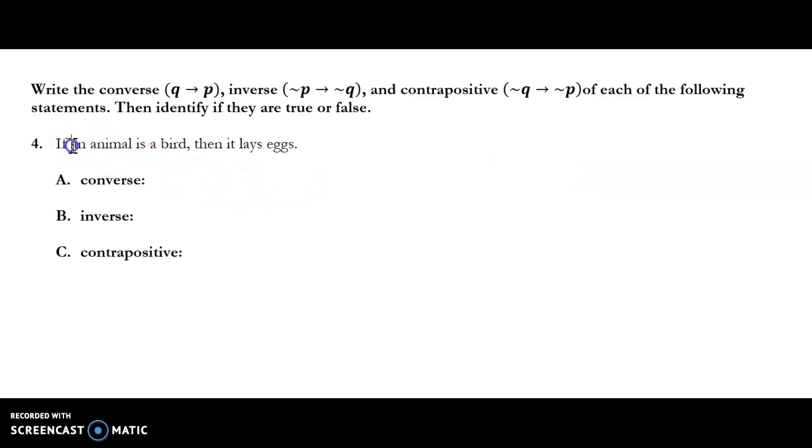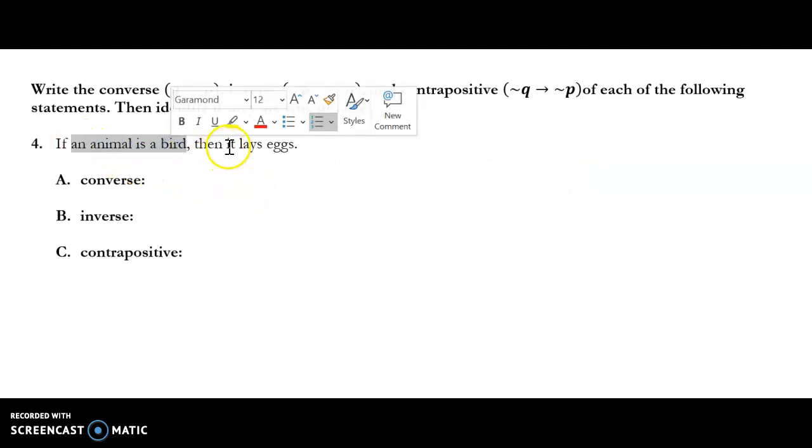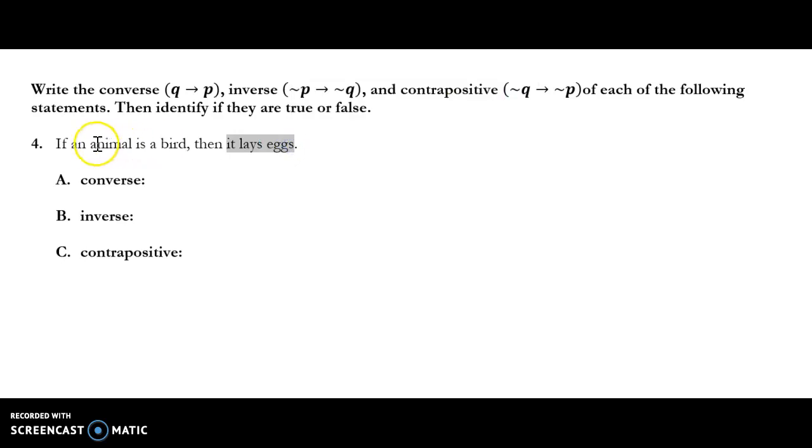So here's what we have to do. This is the animal is a bird. An animal lays eggs. Those are our P and our Q. Okay? So this is P. This is Q. All right? I'm going to underline what each one of it is. That's P. And that's Q. Okay.